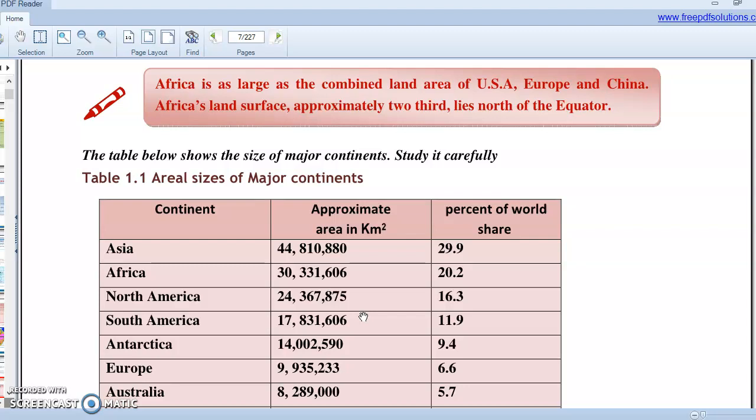As mentioned earlier, Asia is the largest continent of our planet. Asia has 29.9% of world share of land surface area. Australia is the smallest continent on our planet. It has 5.7% of world share of land surface area.